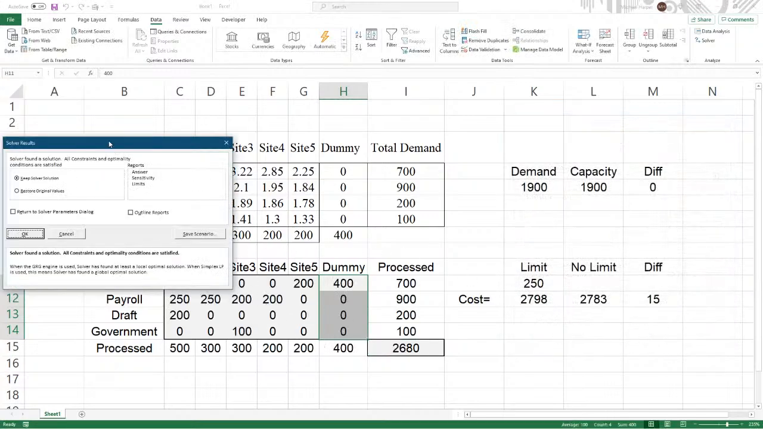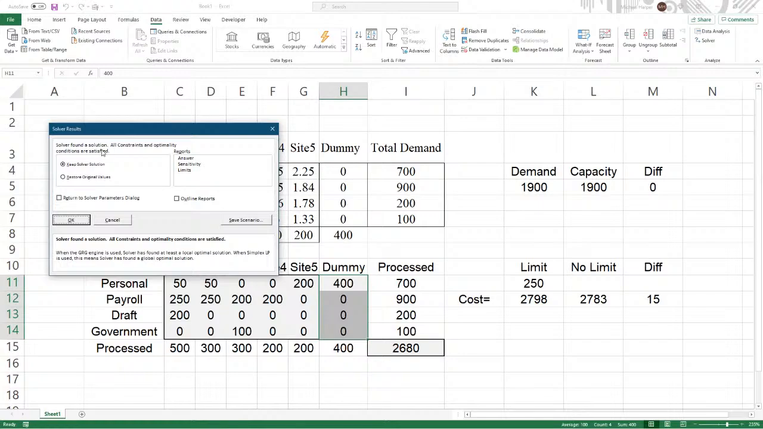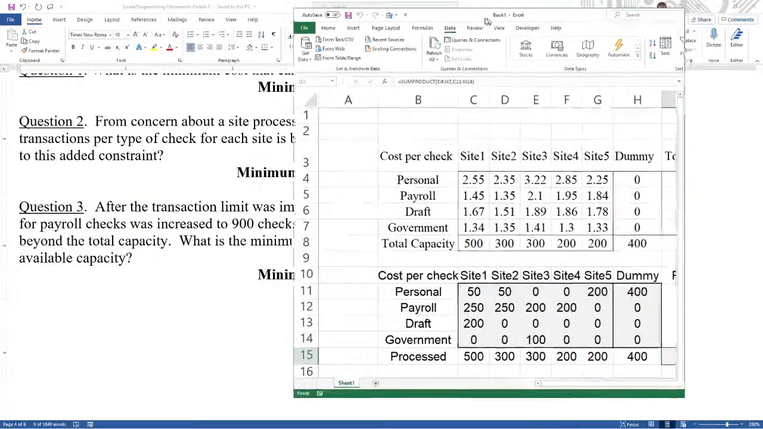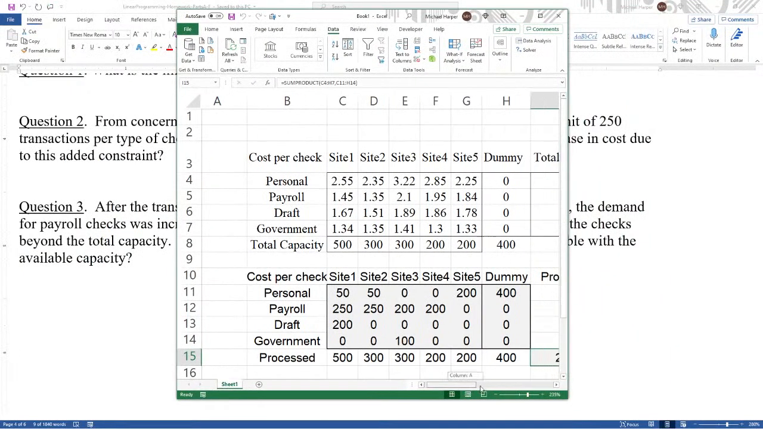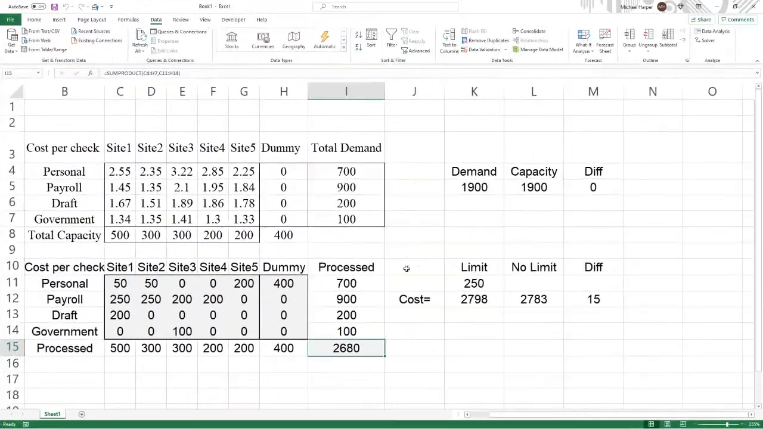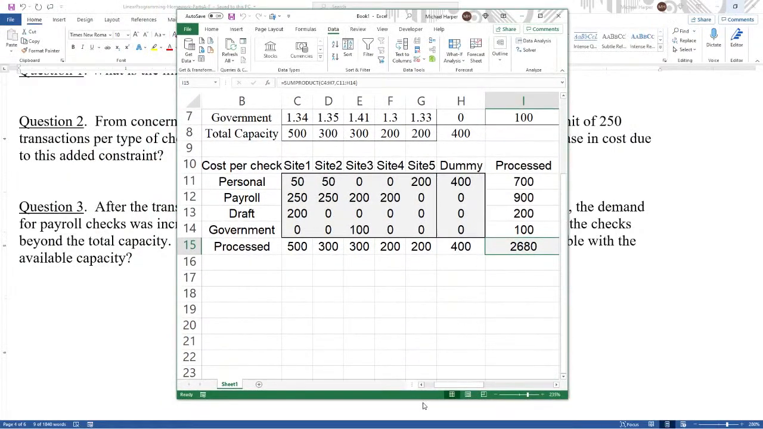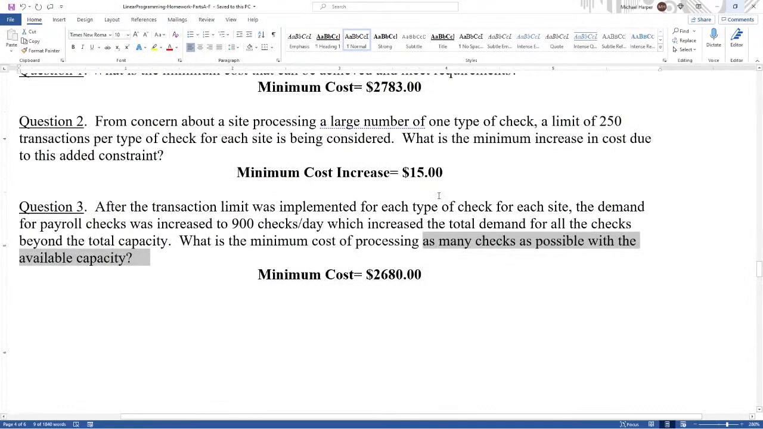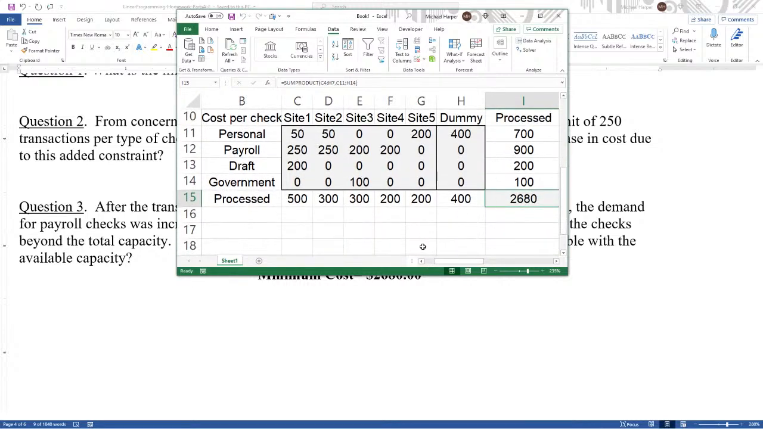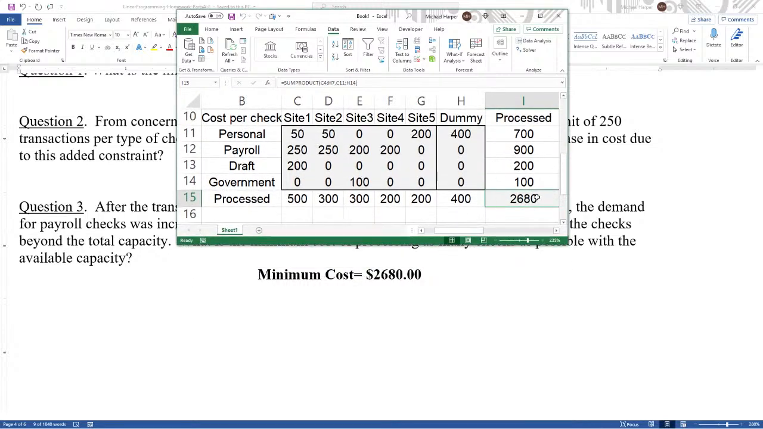And there we have it: Solver found a solution. All constraints and conditions are satisfied. Okay. 2680 is what we're going to have. Let's bring this over. 2680. And sure enough, whoops, let's do it this way. Being obstinate. Oh, did it again. Hello. Come back. There we go. Bring this. There we go. 2680. 2680. We got it.